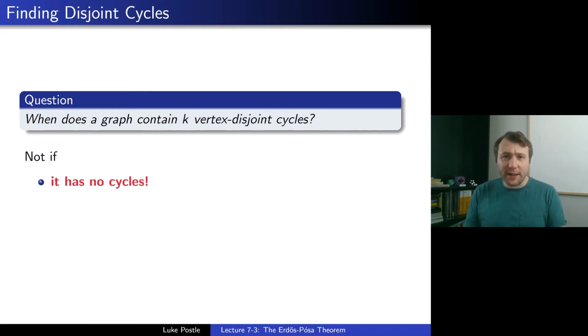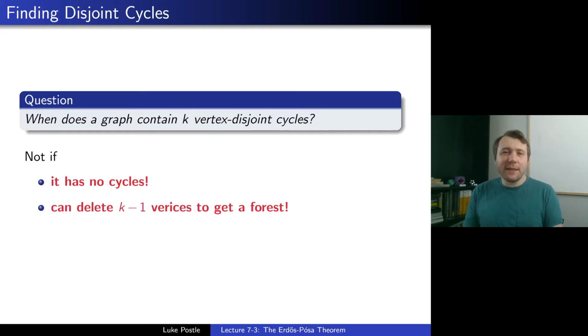Can you actually generalize this though? Can we do something that's slightly more general? Maybe again think for a moment. Yes, it's impossible if you can delete k minus 1 vertices to get a forest. Because if you could delete k minus 1 vertices to get a forest, then every cycle has to contain one of those k minus 1 vertices, and it's not possible to contain k vertex disjoint cycles. So this is definitely an obvious necessary condition: that you're not too close to a forest.